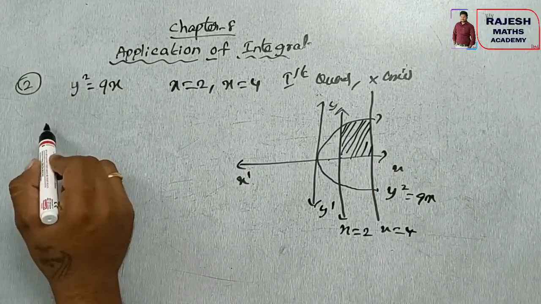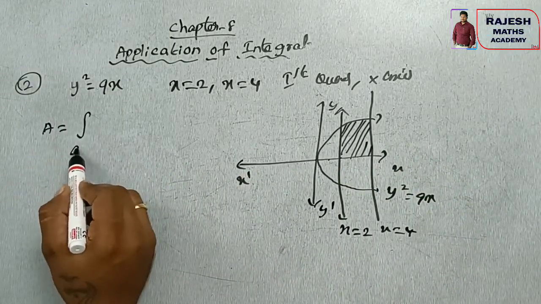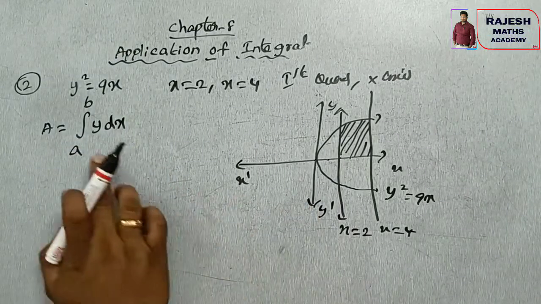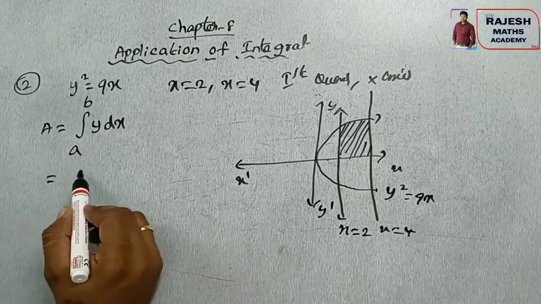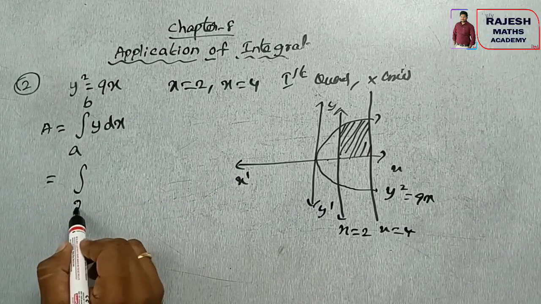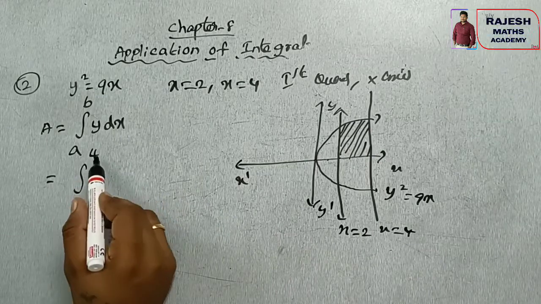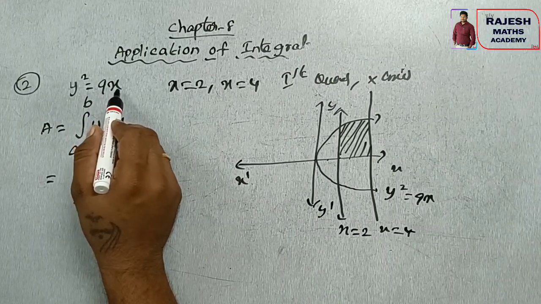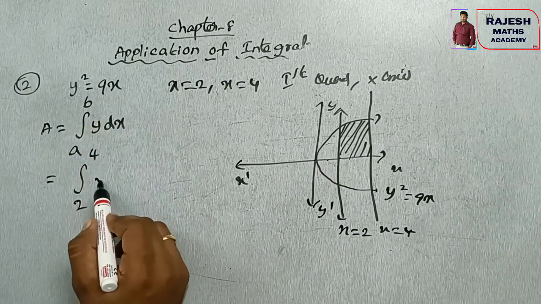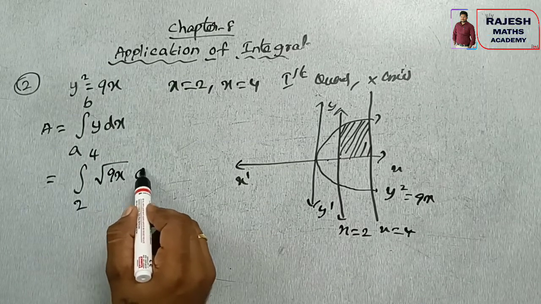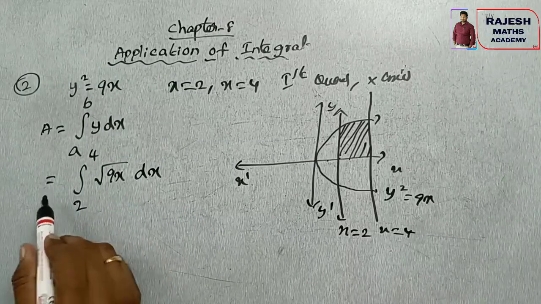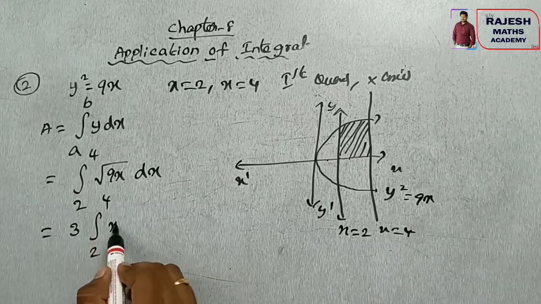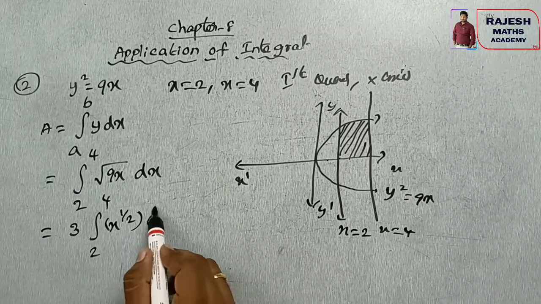So what is the formula? Same formula, area equal to integral a to b. We are going to calculate the area along the x axis, so y dx will come. Now what is the formula? Integral, upper limit is 4, lower limit is 2, so 2 to 4, y value. What is the value of y here? y equal to the square root of 9x. We can take the root of 9x, then we simplify. So root of 9x into dx, root 9 is constant, 3 will be taken outside. Then integral 2 to 4 root x means x power 1 by 2 into dx.